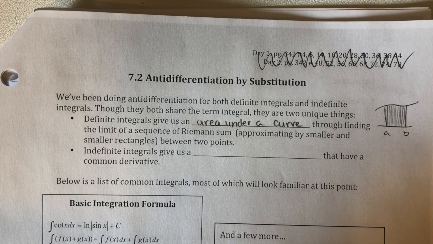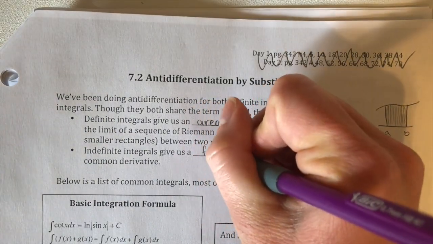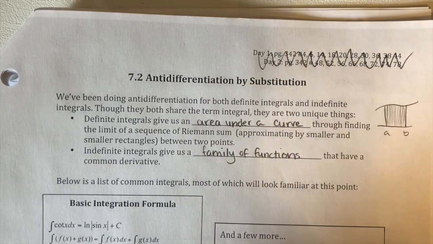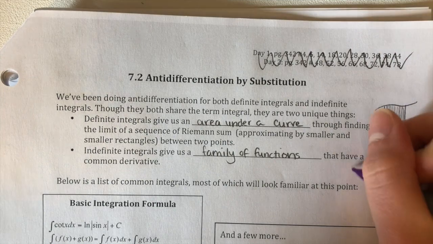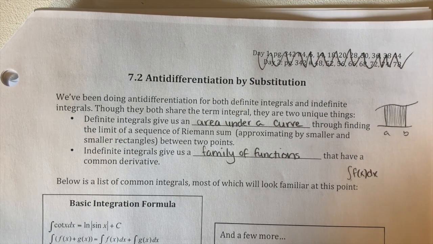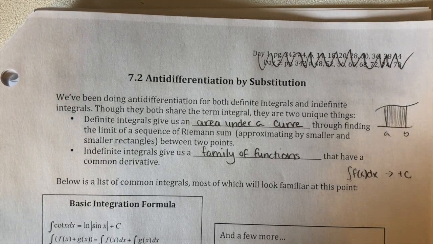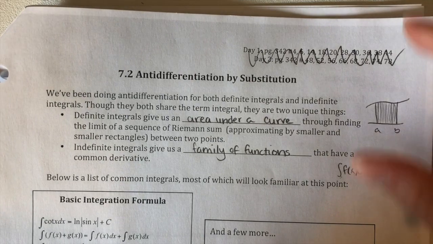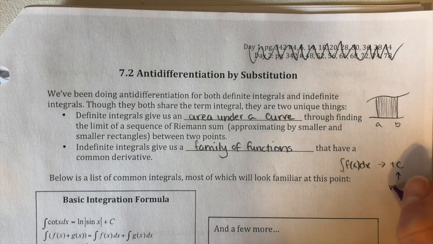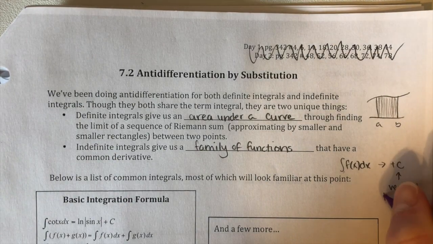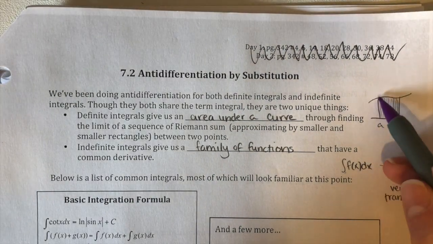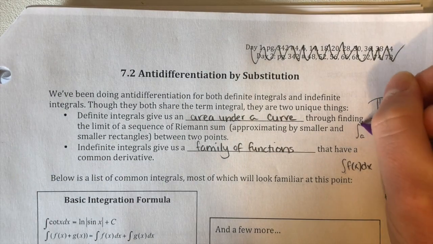An indefinite integral gives us a family of functions that have a common derivative. So an indefinite integral would just be the integral without boundaries, and that's where you're going to see that plus c. That's going to move that function up or down depending on what the c value is. It's basically a vertical translation or k value. This one's going to be a specific area with a and b values.